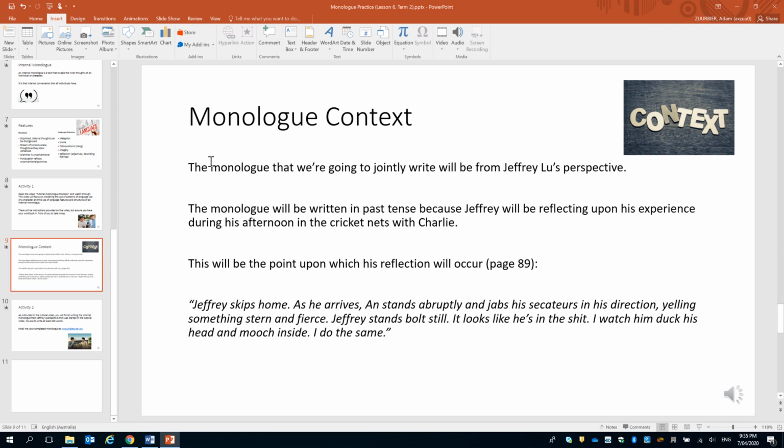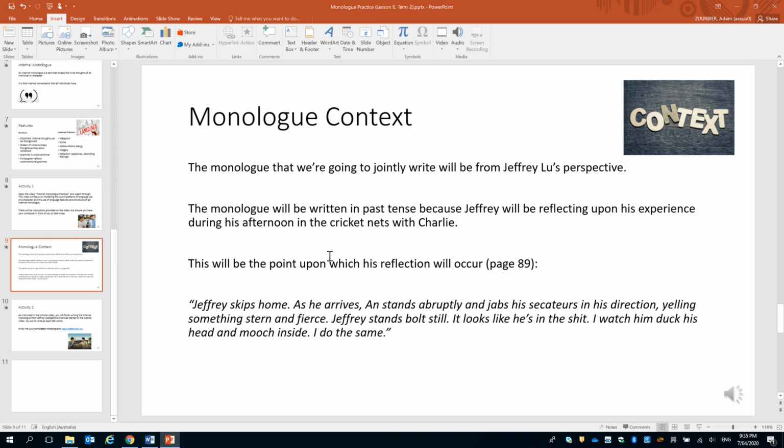Have a look here on the screen. The monologue that we're going to jointly write will be from Jeffrey's perspective. So we've already established that. Now, very importantly, the monologue is going to be written in past tense, because Jeffrey will be reflecting upon his experience during his afternoon in the cricket nets with Charlie. So we've read it to the end of chapter 2. In fact, you should have read up to the end of chapter 3 by today's lesson. That was a homework task or an extra work task that was set for you. All work is done at home at the moment.